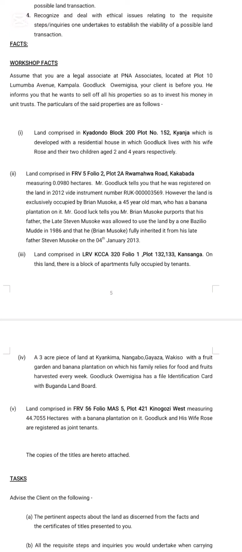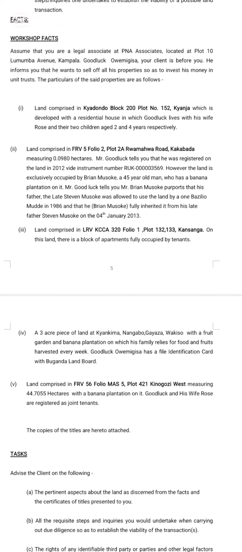So that was the first title. Then when you go to the second title, freehold at Rwamhanda, Kabanda, description of land. This one is under hectares, Kasanga, proprietorship, Goodluck Owamisha, name and address.